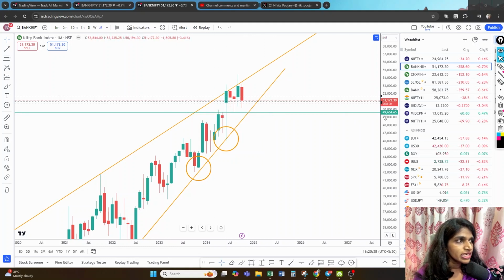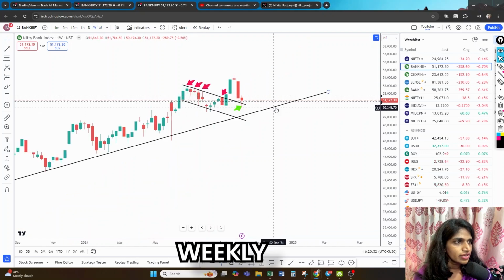So this is the line that I have drawn at 49,654. The moment this gets taken out, only then can we see a change in the trend on the monthly time frame. This monthly time frame is a concern for investors. Now let's go to the weekly time frame, for the positional players.